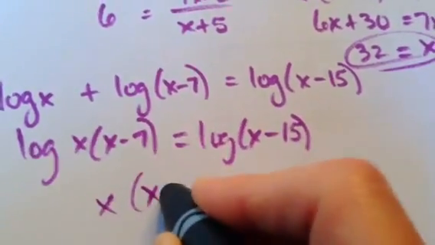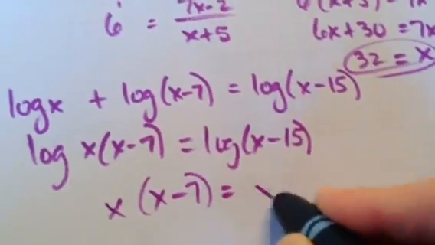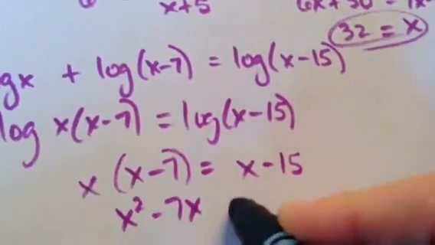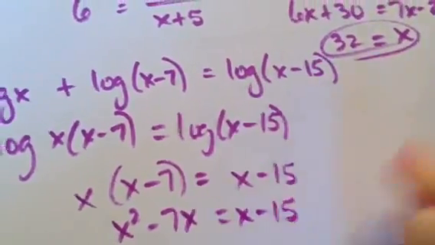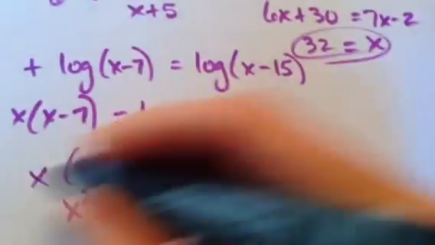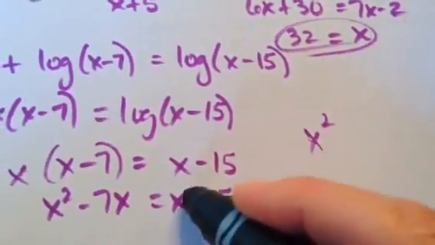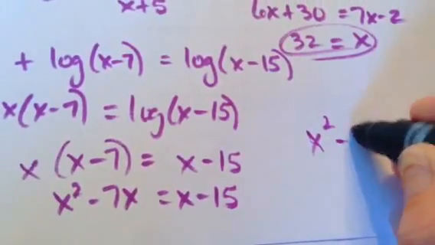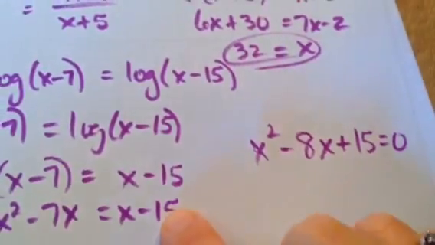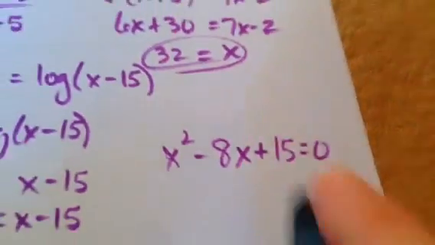So I know x times x minus 7 has to equal x minus 15. So that gives me x squared minus 7x equals x minus 15. Anytime you have something squared, make it equal to 0, so I'm going to move everything over to this other side. If I subtract x from both sides, that's going to give me x squared minus 8x plus 15. It's a minus 15, so when you move it to the other side, it's a plus 15.